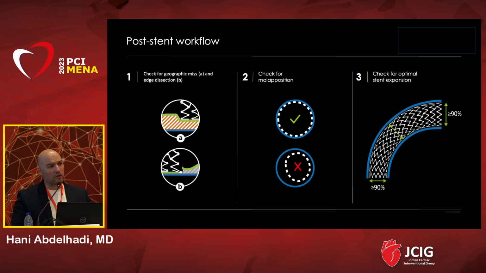Post-PCI, you assess the edges. You want to look for edge dissection. You want to look for geographic miss, so whether you've got significant disease on either edge of your stent. You also want to look for stent expansion and apposition. So we'll start off with a few cases where we can demonstrate this in action.